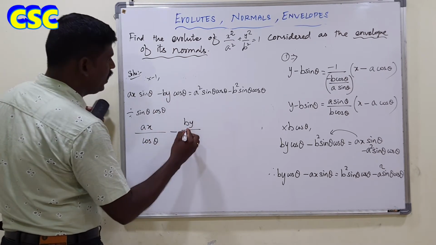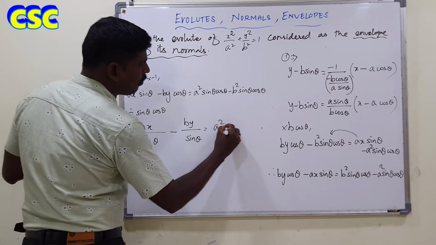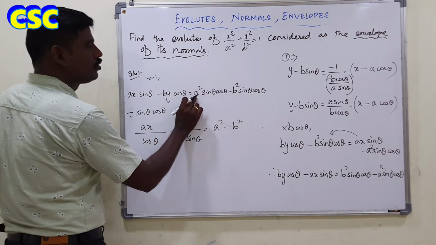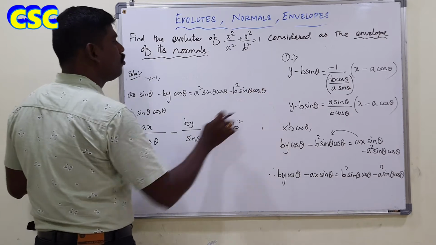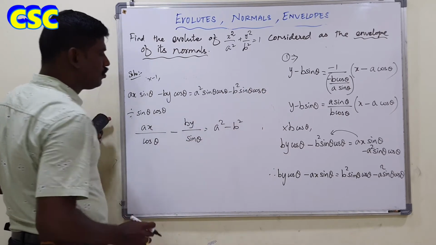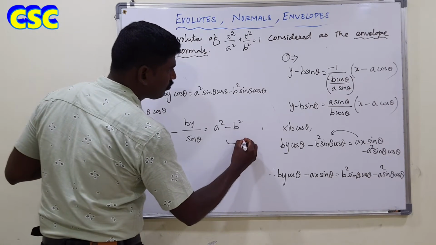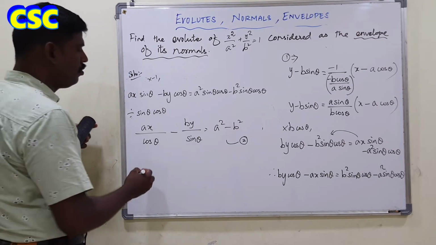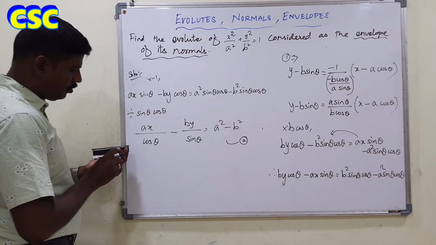Now divide this by sin theta cos theta. What will you get? a square minus b square, isn't it? Dividing this term by sin theta cos theta, both cancel, so a square is remaining. Same like that, divide by sin theta and cos theta, these two terms cancel, so minus b square is remaining, right? So I call it equation number 2. Okay, now I am going to take this cos theta into the numerator, right?